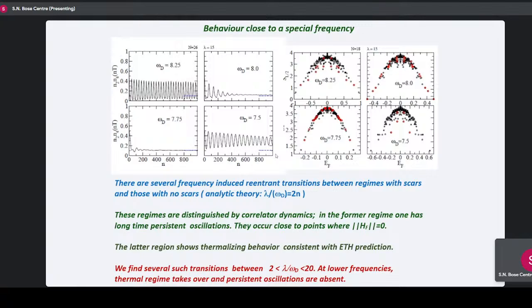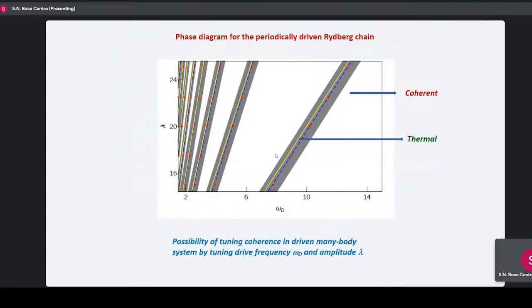So you see a transition between behavior which is oscillatory to a behavior which is ETH, rapid thermalization. And we see several such transitions within a range of this parameter lambda over omega d. At lower frequencies, these thermal regions will take over. And I can show you a small phase diagram out here in the lambda omega d plane.